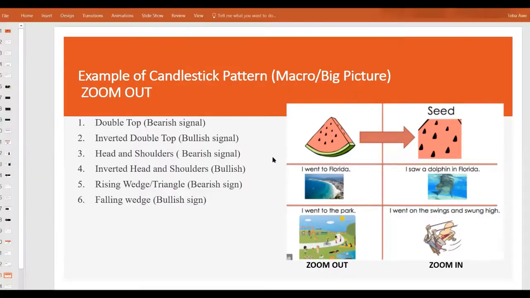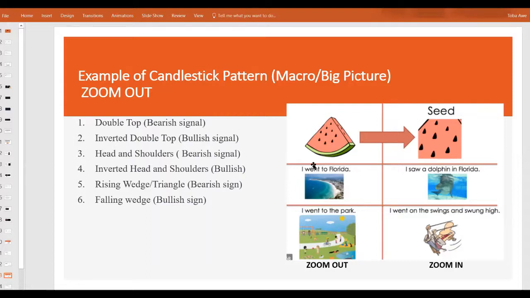Okay, so we have examples, we have different names, we have a lot of them. You just have to familiarize yourself with them. It's going to take time, it's going to take practice, and it's going to take constant monitoring. A lot of screen time on the computer before you can get used to these different patterns. So we have a double top, which is a bearish signal. We have an inverted double top, which is a bullish signal.